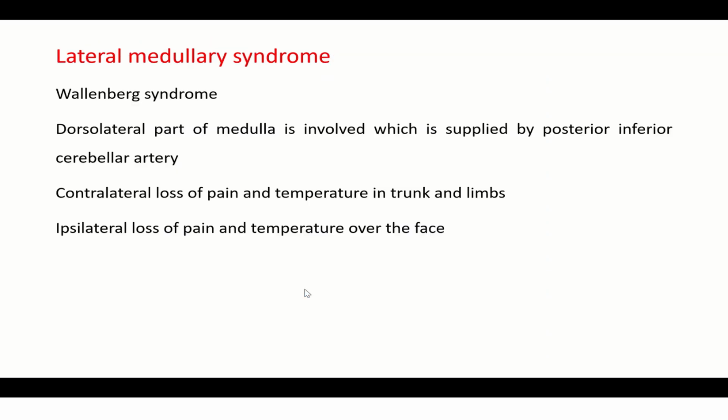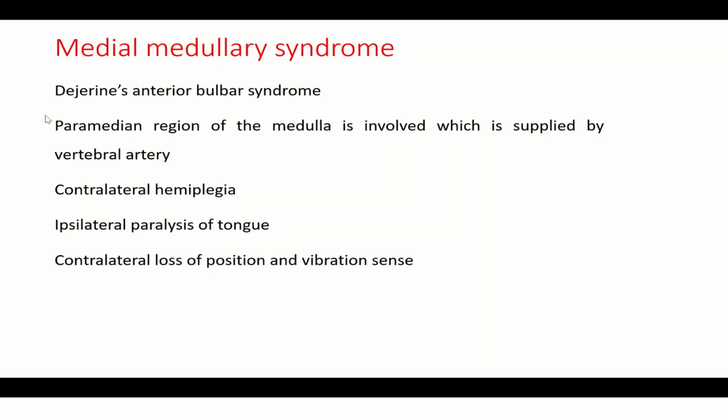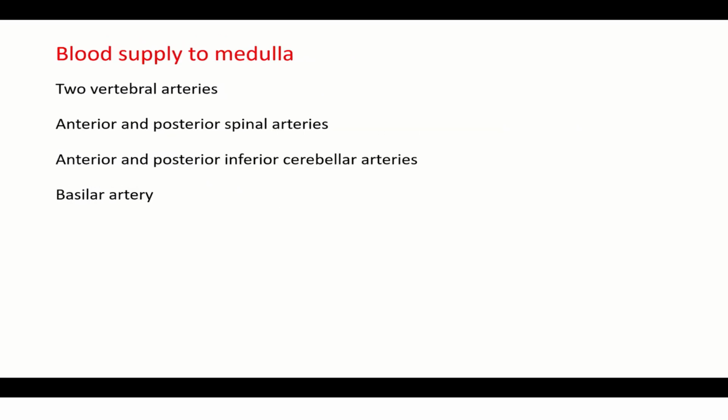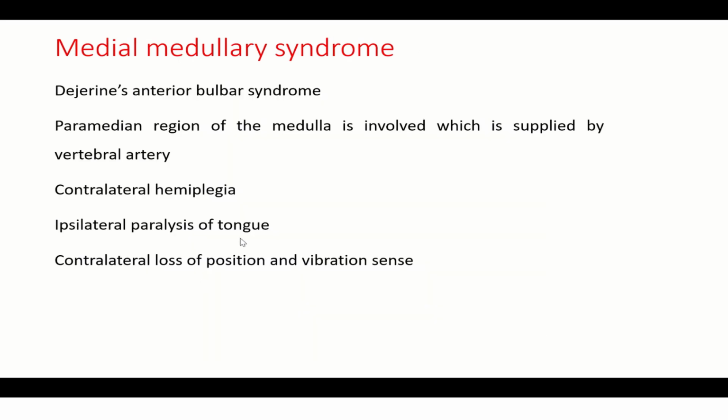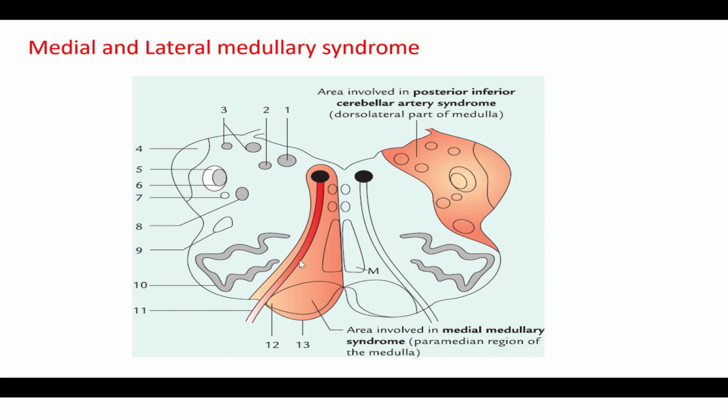In the medial medullary syndrome, otherwise called inferior alternating hemiplegia, the paramedian region of the medulla is involved, which is supplied by the vertebral artery. There is contralateral hemiplegia, meaning hemiplegia on the opposite side, because the pyramidal tract is involved. Next, ipsilateral paralysis of the tongue, because the hypoglossal nerve is affected, and this nerve does not cross, so the same side of the tongue is affected.